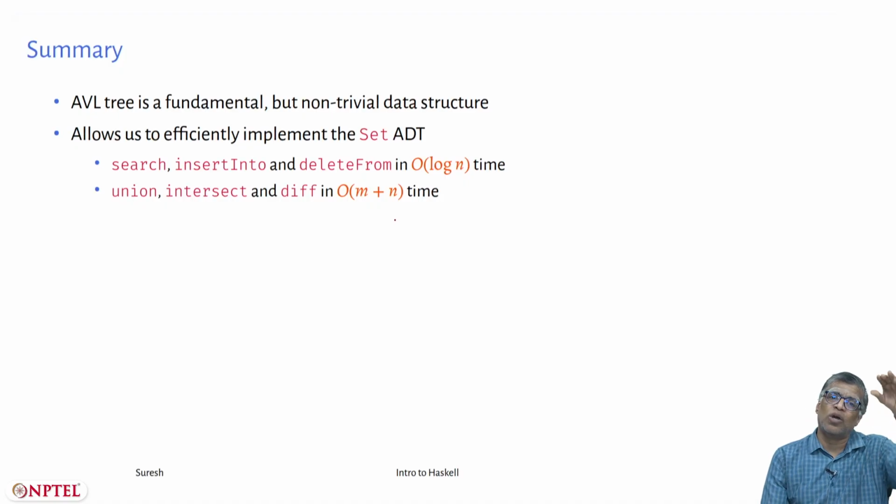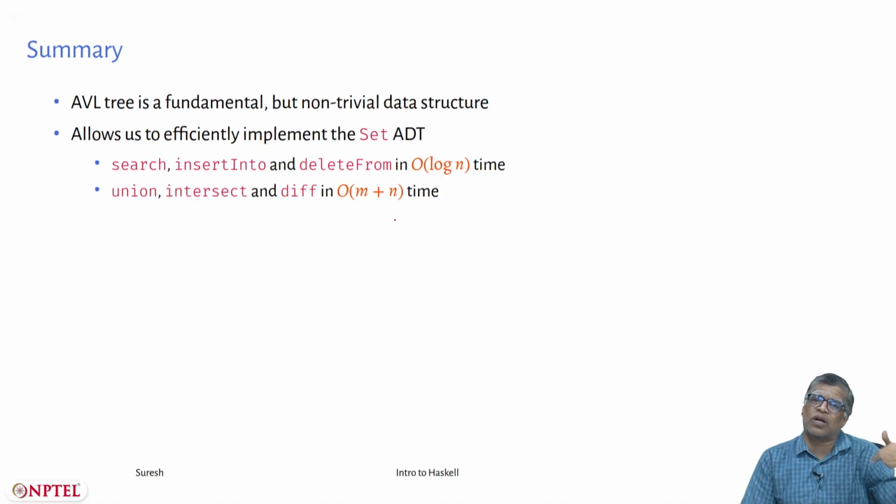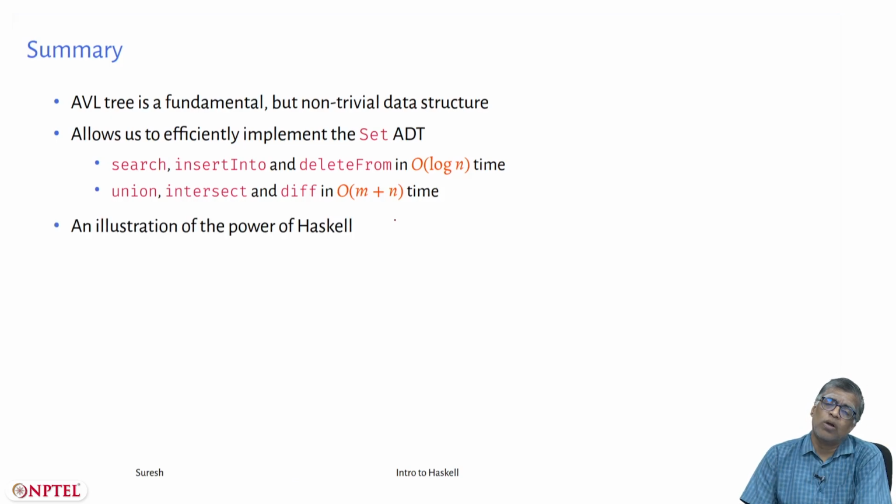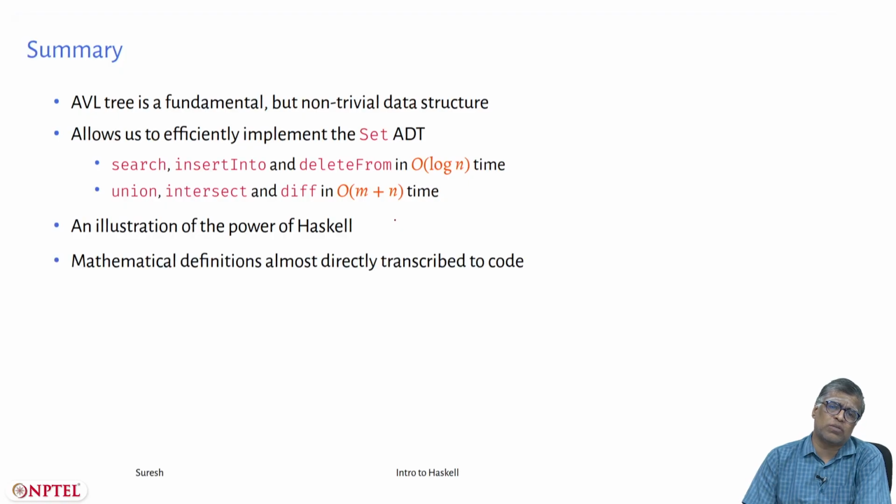because you have a tree representation of a set. You can do in order in n time, you can do in order of that in m time, and you can do union merge in order m plus n time, and then you can create an in order tree from that in linear time again. So, it is overall order m plus n time. It is an illustration of the power of Haskell, because mathematical definitions are almost directly transcribed into code, especially things like rotates.